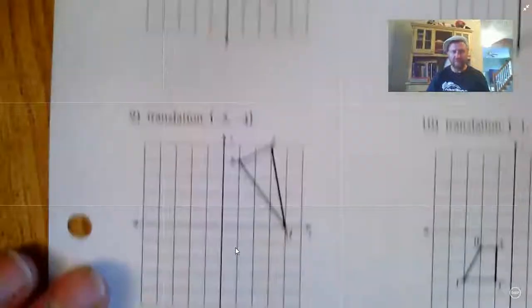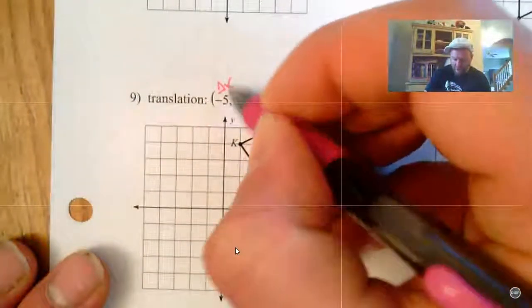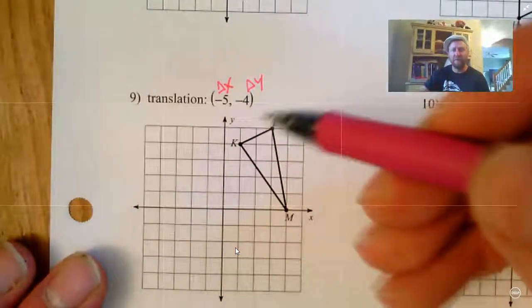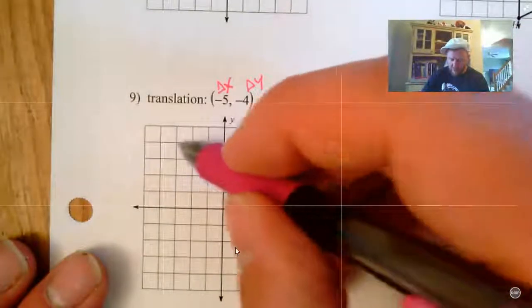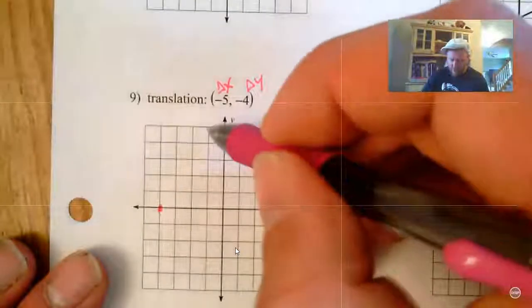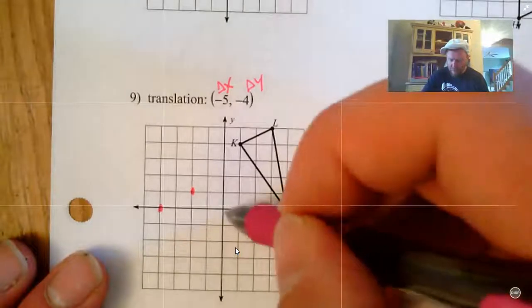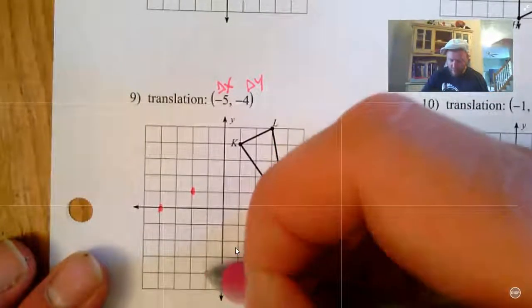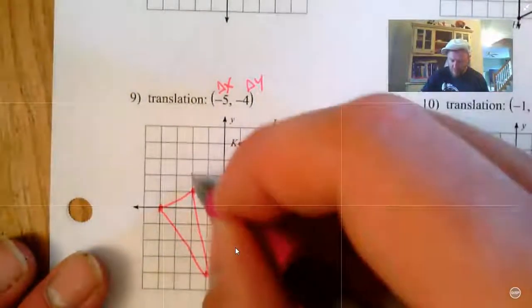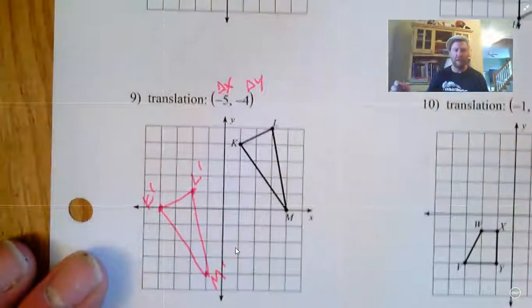Here we've got change in X, change in Y, 5 spaces to the left, 4 spaces down. 1, 2, 3, 4, 5, 1, 2, 3, 4 for each point. L prime, K prime, and M prime.